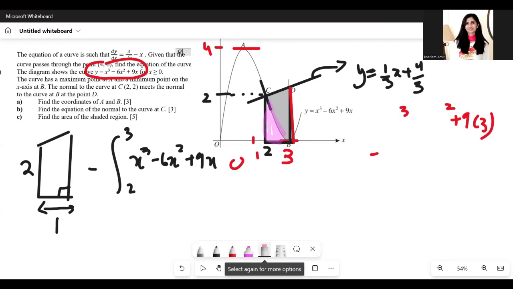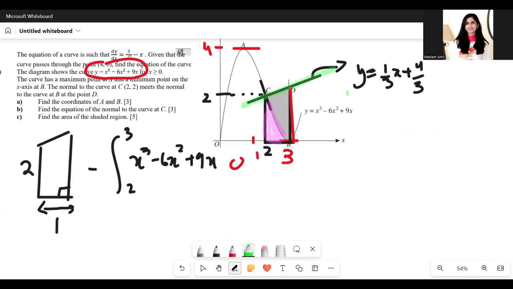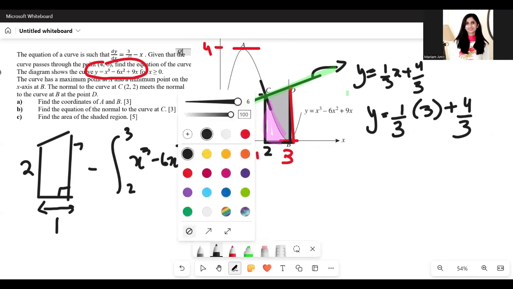Sorry, this is a big fat blunder. Why would I substitute the coordinates of D in the curve? It's not even on the curve. D is on this line. So I need to substitute x equals 3 in the equation of the normal that we got earlier. Okay, so let's substitute 3 here. y equals 1/3 times 3 plus 4/3. That's 7/3. So this height is going to be 7/3.